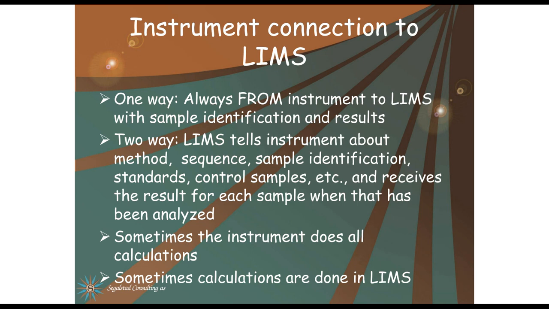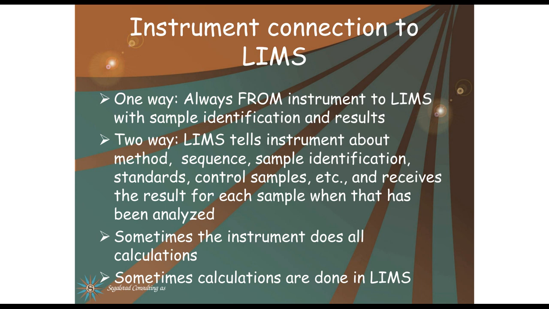Connection to LIMS depends on how complex the instrument is. Simple instruments may only be able to send information to LIMS, but not receive from LIMS. So the 1 way is always from the instrument to LIMS with results. More complex instruments and all computerized instruments can have a 2-way communication with LIMS. Here, LIMS tells the instrument about method, sequence, sample identification, standards, control samples, etc., and receives the results for each sample when that has been analyzed.